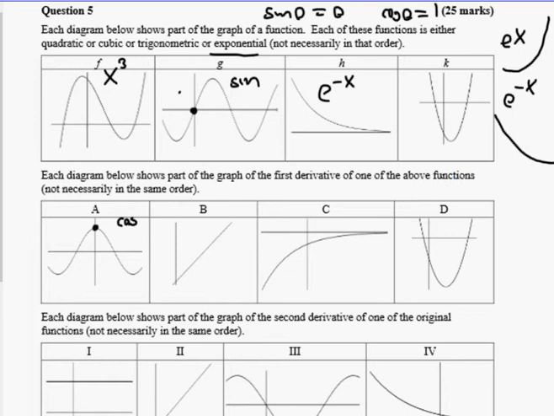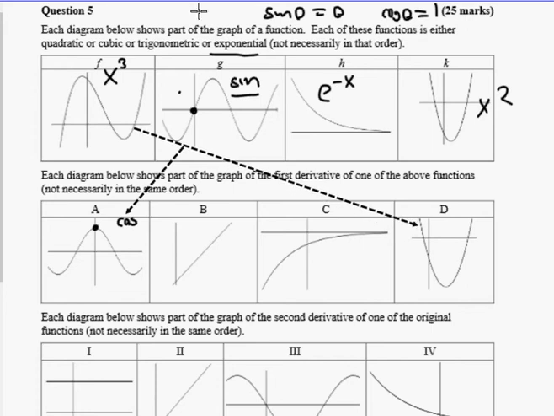Now, finally, the last one. Standard quadratic with an x squared in it. Okay? Now, what happens when we differentiate? Well, when we differentiate sine, we change to cos, so we can match that one to that one there, yeah. When you differentiate x squared, you get... x squared. That's a graph there, right? That's a U-shaped graph, quadratic.